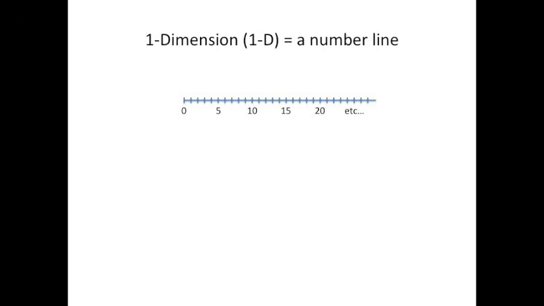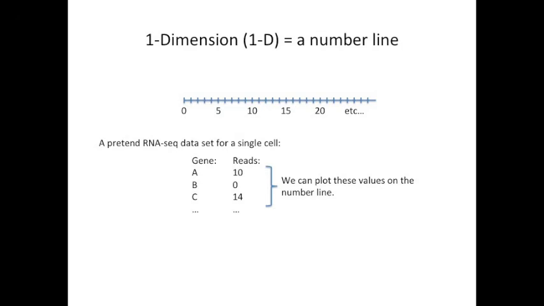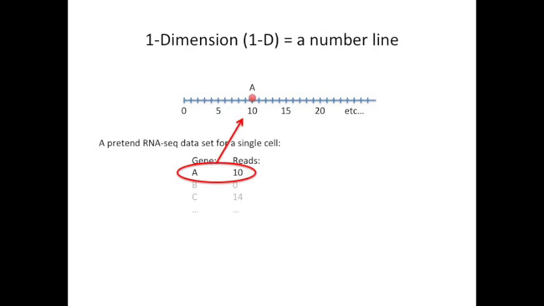If you can remember all the way back to first or second grade, you'll remember that one dimension equals a number line. Now, imagine we had a pretend RNA-seq dataset for a single cell. Here, I've labeled the genes just A, B, and C, and the read counts are 10, 0, and 14 for those genes. We can plot these values on the number line.